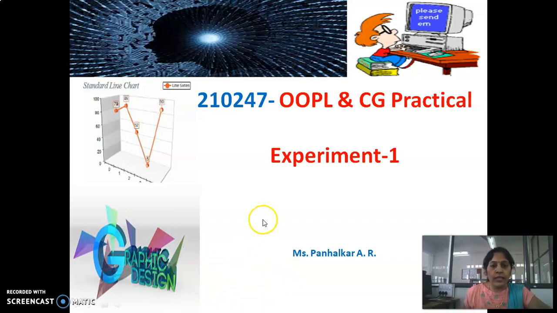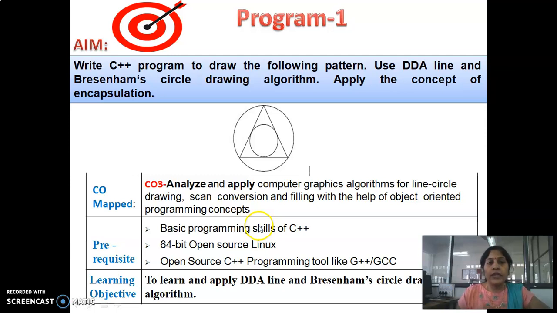Now let us go for the aim of program 1. Write a C++ program to draw the following pattern, which consists of two circles and one triangle, using the DDA line and Bresenham circle drawing algorithm. As you can see in this diagram, we have to draw two circles. One is the inner, smaller circle, and one is the outer circle. Here we are drawing a triangle which will touch the inside circle and whose vertices will fall on the outer circle.